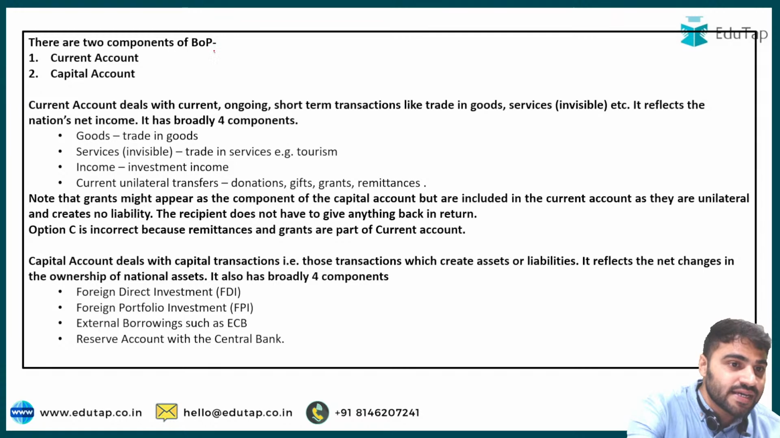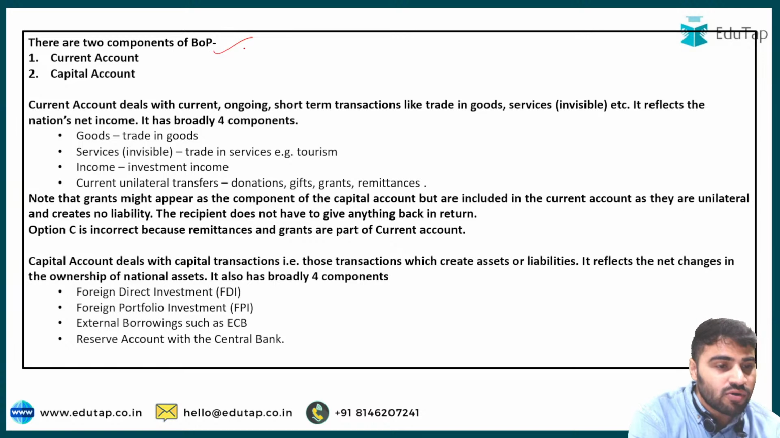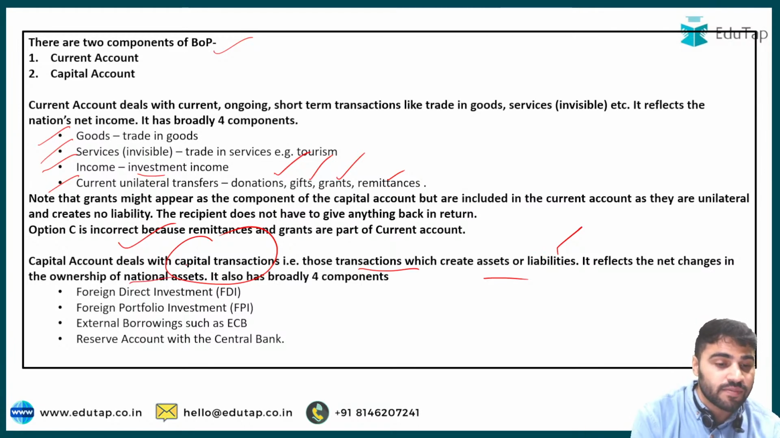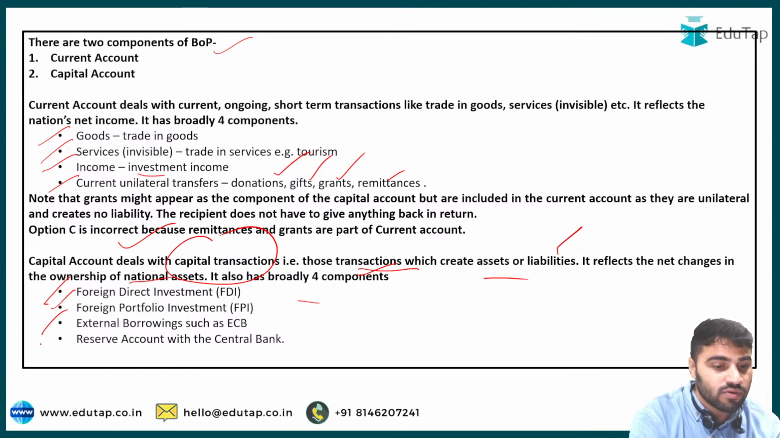Here you can see that there are 2 components of BOP, that is balance of payment: current account and capital account. In the current account, things like goods, services, income, investment income and current unilateral transfers like donations, gifts, grants and remittances are included. The capital account deals with capital transactions, that is, those transactions which create assets or liabilities. So it reflects the net changes in the ownership of national assets. It has broadly 4 components: FDI, FPI, external borrowings such as external commercial borrowings, and the reserve account with a central bank. So this explanation you can read, guys.